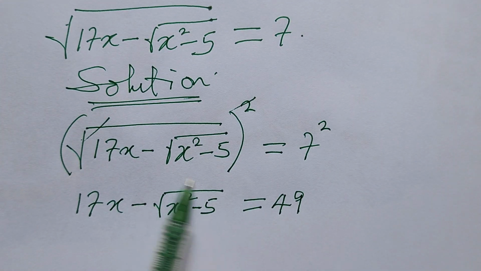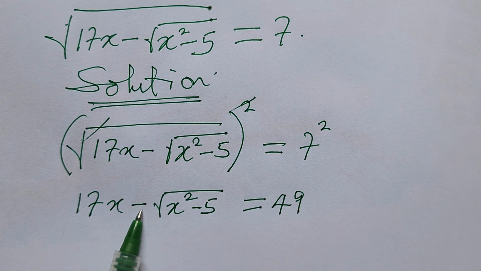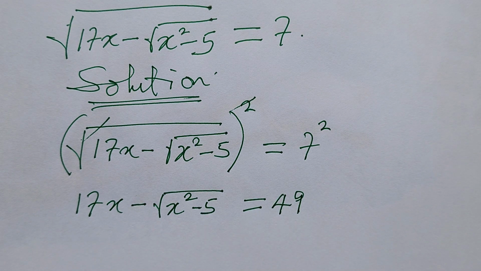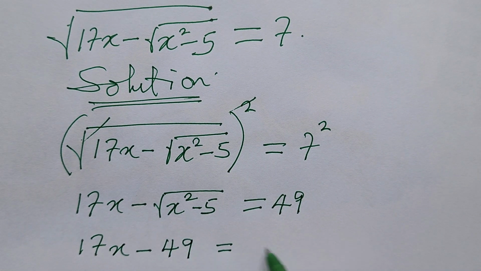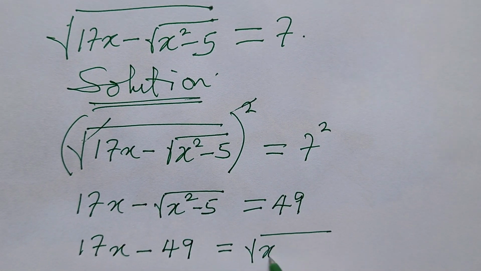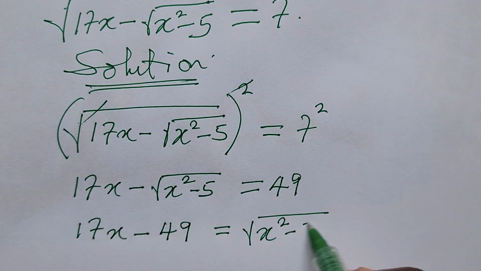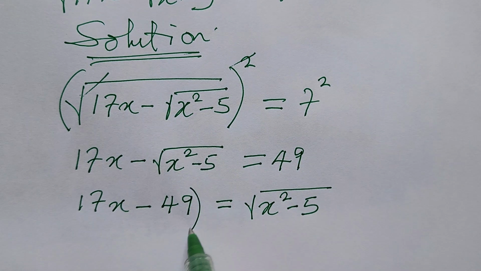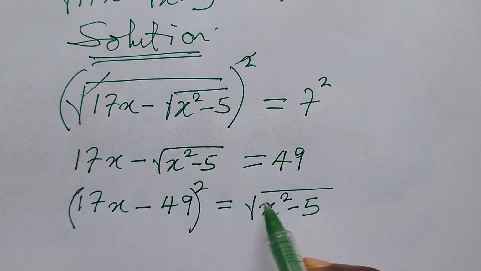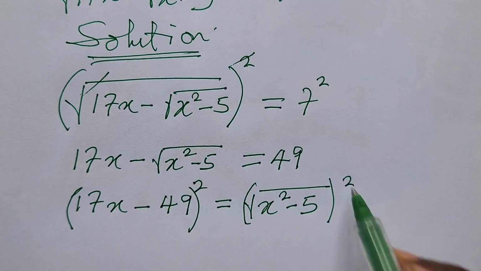Move the whole of this to this side alongside with the sign. So this is going to give us 17x minus 49, and this is equal to the square root of x to the power of 2 minus 5. Again, we want to eliminate this radical here, so we take the square of both sides. So this raised to the power of 2 and this to the power of 2.